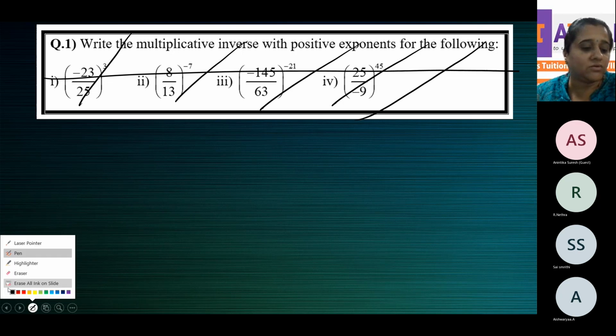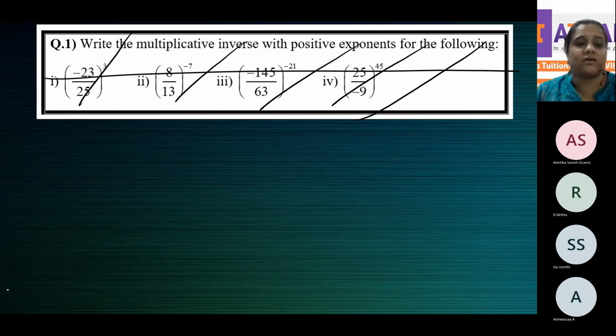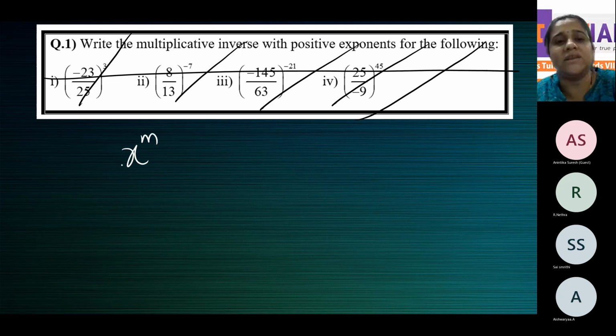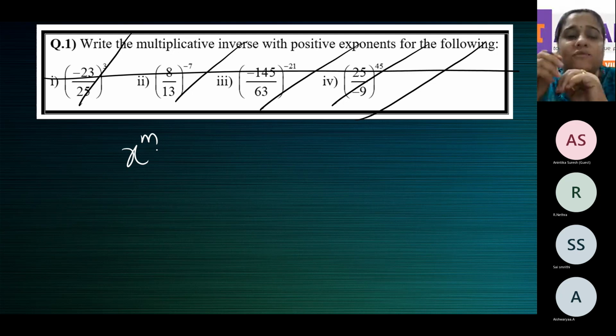So what is the other way of writing x to the power m? We know that an exponential form has two parts, base and power. To the base, you can do one thing: if you want to alter the base, you can only take the reciprocal of the base. And if you want to change the power, you can write the negative of the power.